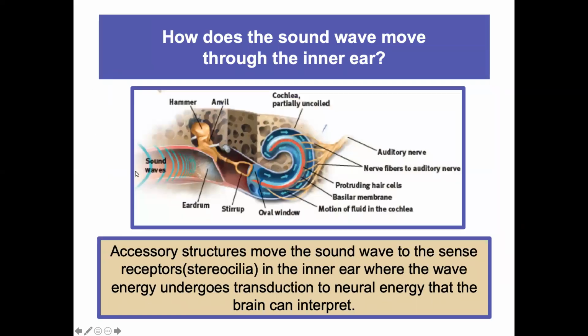How does the sound wave move through the inner ear? So accessory structures move the sound wave to the sense receptors in the inner ear, where the wave undergoes transduction. Remember that term transduction we talked about a couple modules ago in terms of vision, to neural energy that the brain can then process and interpret.